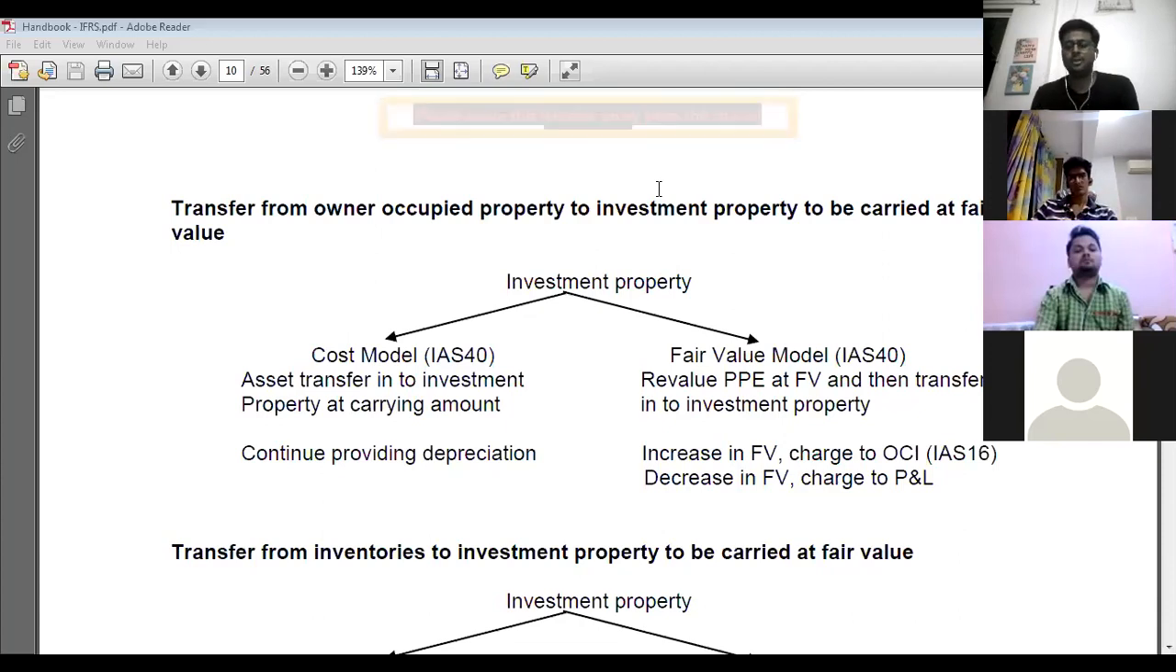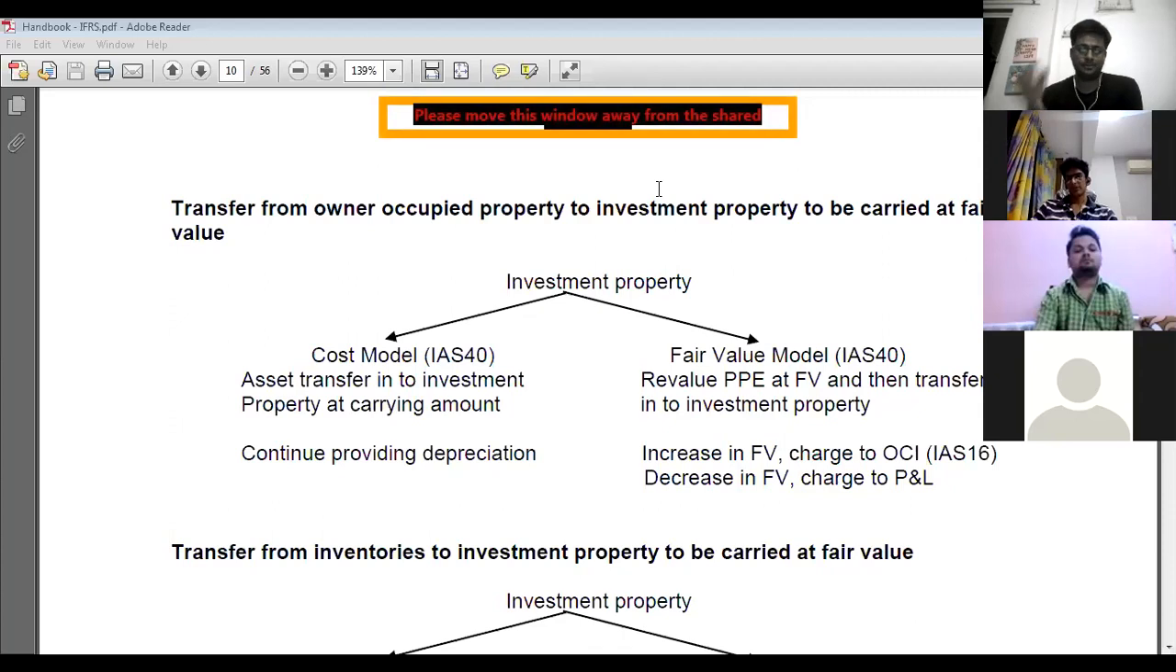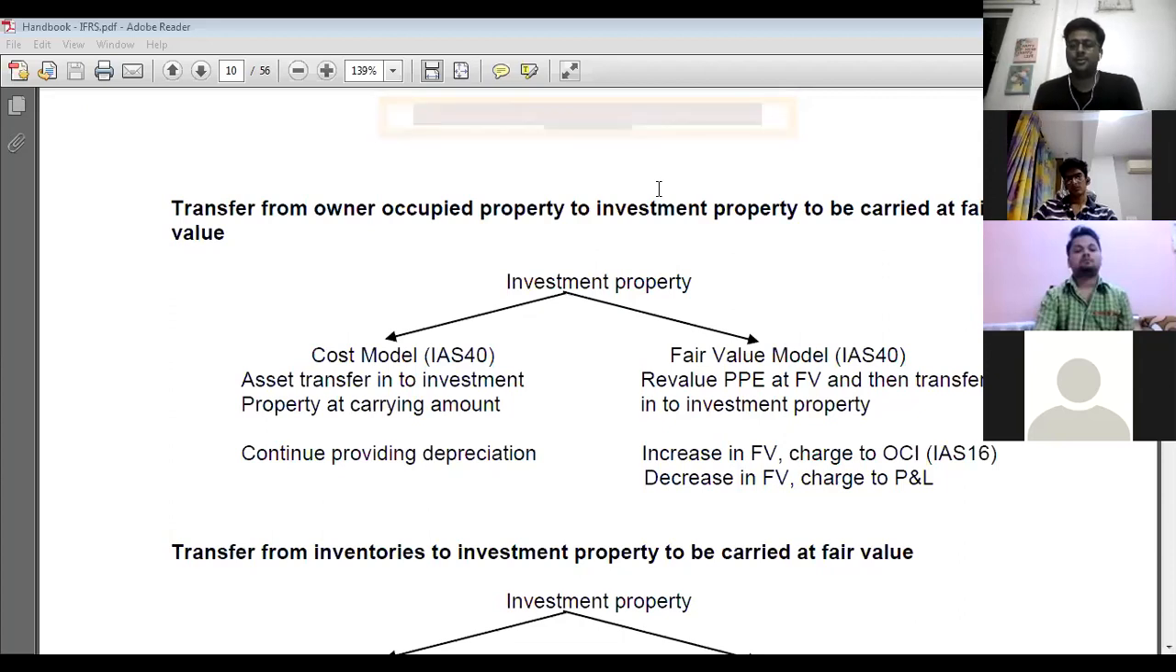So what change will come here? The only thing is that previously the asset was recognized under the heading property, plant and equipment. Now it will come under the head of investment property. Now say we are planning to follow the fair value model once we convert the asset into investment property. Now this is the important part. Again, the transfer will be done at fair value.